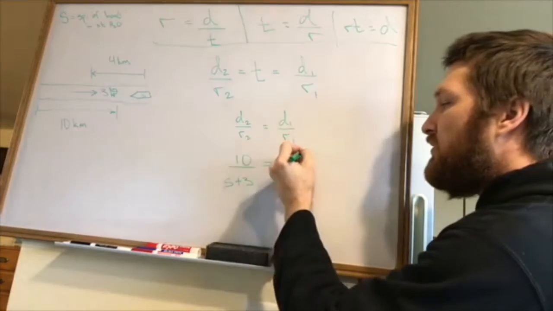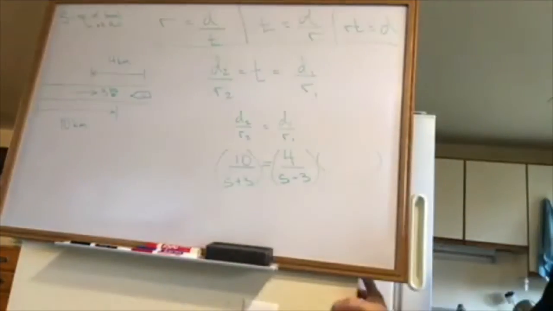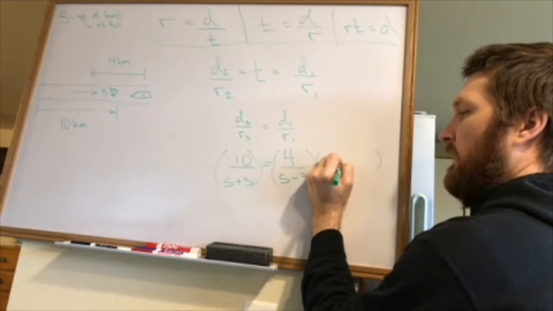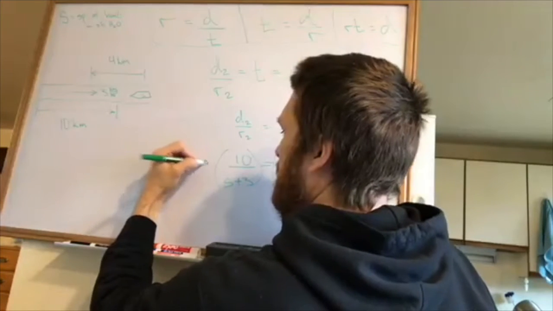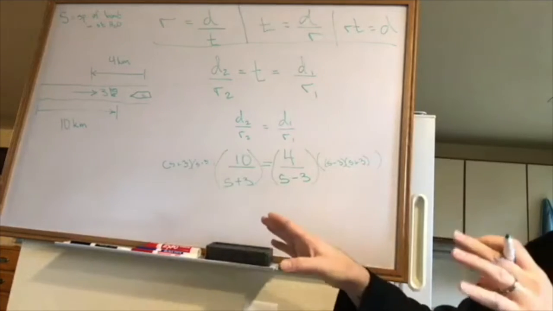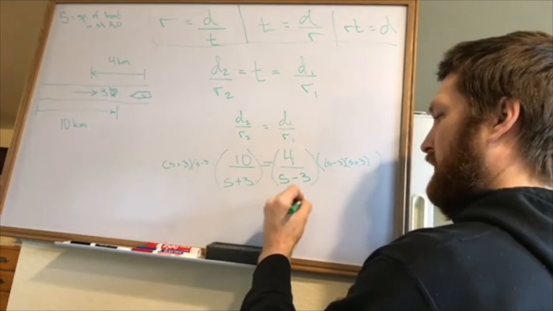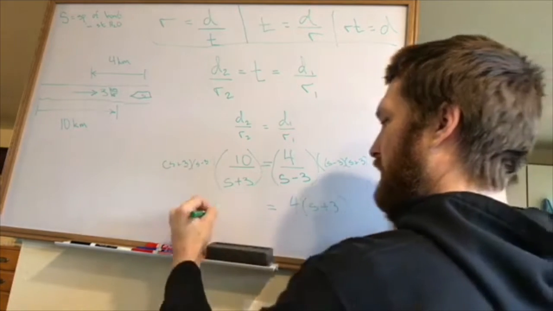So what do I need to multiply by? S minus 3 and S plus 3. There we go. I'm going to do that to both sides. On the left-hand side, something cancels, and what's left over? On the right-hand side, it's 4 times S plus 3, and on the left, it's 10 times S minus 3.